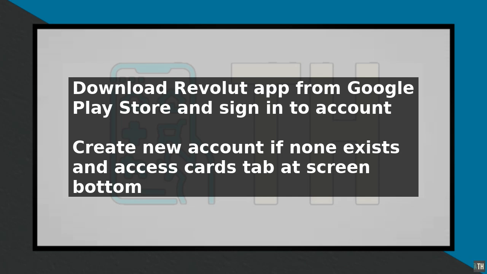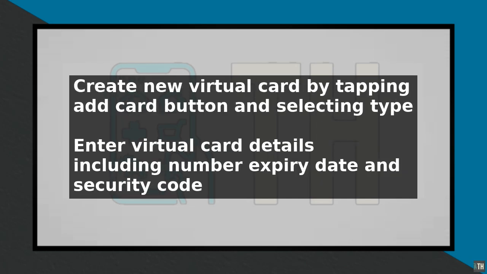To do this, go to the website or app where you want to make a purchase and select the payment method as card. Enter the details of your virtual card, including the card number, expiry date, and security code. You can find these details in the Revolut app by tapping on the virtual card.